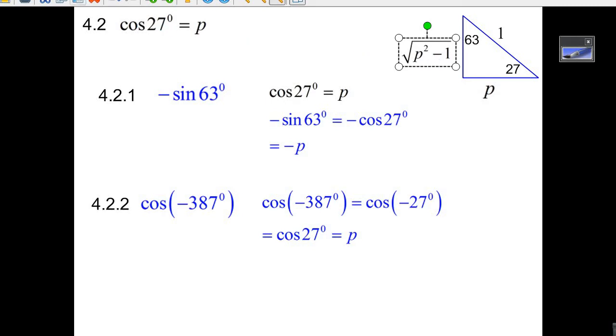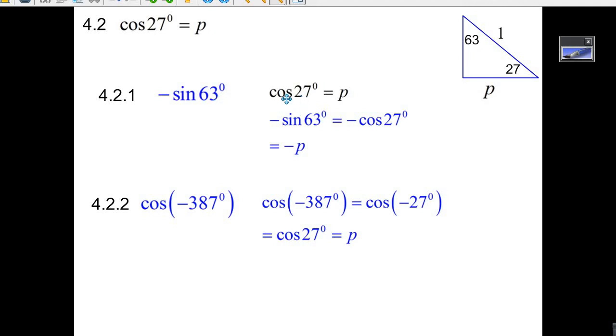That's actually a good thing to do. It's the square root of 1 squared minus P squared. That's the answer there. But you don't actually need this. You'll see later on, you don't need this side here because they ask for the negative of the sine of 63 degrees.